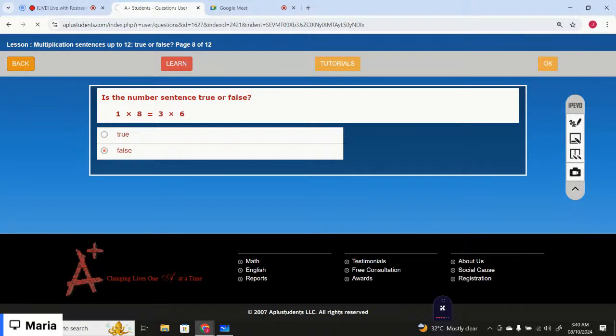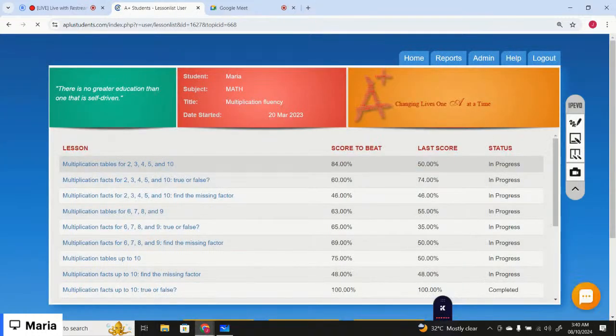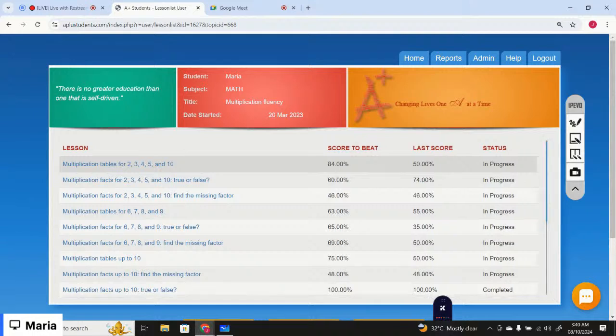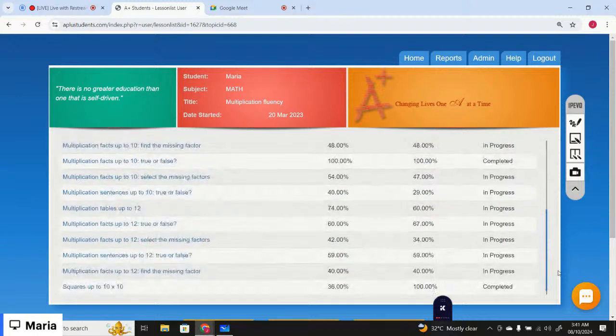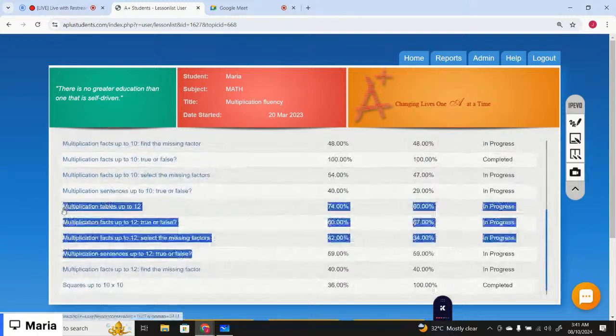Okay, you can complete the lesson by yourself later today. So, we were working on grade 3 math. The chapter we were working on is multiplication fluency, and the lessons we have covered today are multiplication tables up to 12, multiplication facts up to 12, true or false, multiplication facts up to 12, select the missing factor, multiplication sentences up to 12, true or false.